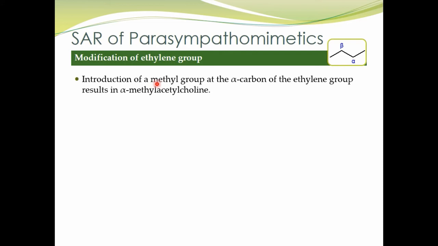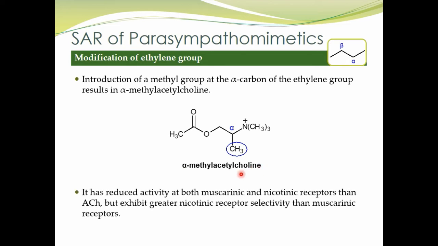Next point, introduction of a methyl group at the alpha carbon of the ethylene group results in alpha methyl acetylcholine. So at the alpha carbon, if we are introducing a methyl group, a new compound is discovered, that is alpha methyl acetylcholine. It has reduced activity at both muscarinic and nicotinic receptors compared to acetylcholine, but exhibits greater nicotinic receptor selectivity than muscarinic receptors.